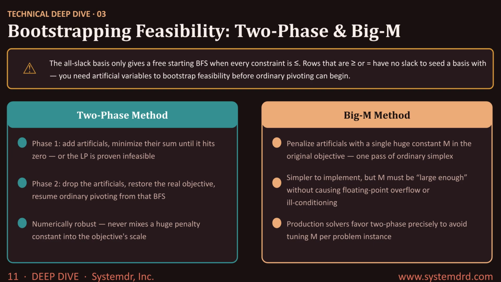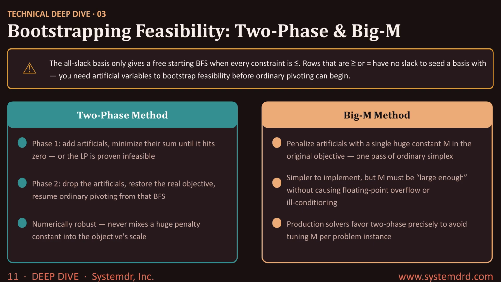One more piece worth covering. What happens when there's no obvious starting basis at all? The all-slack basis only gives you a free starting vertex when every constraint is less than or equal to. Rows that are greater than or equal to, or strict equalities, have no slack to seed a basis with. That's where artificial variables come in.